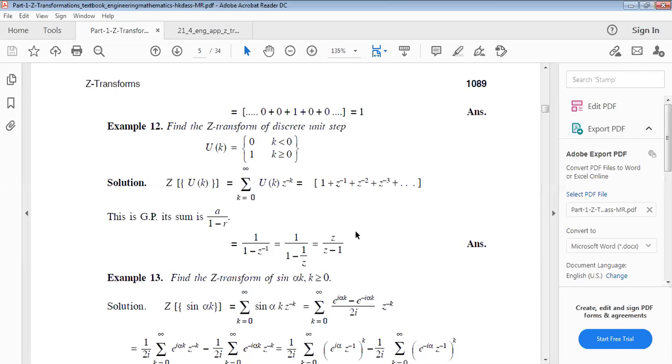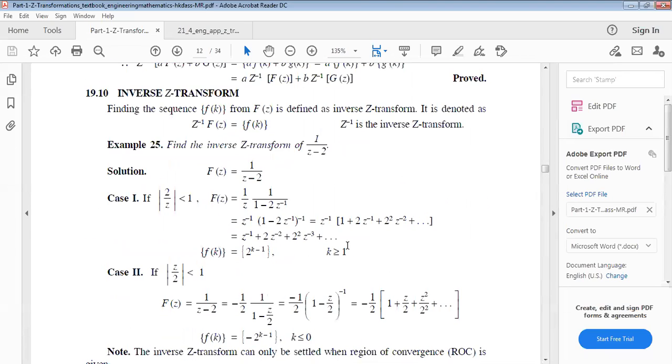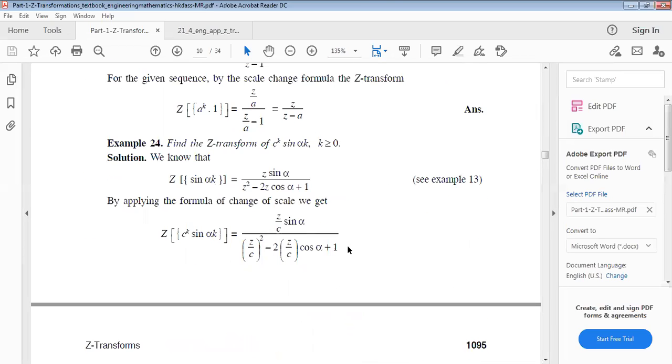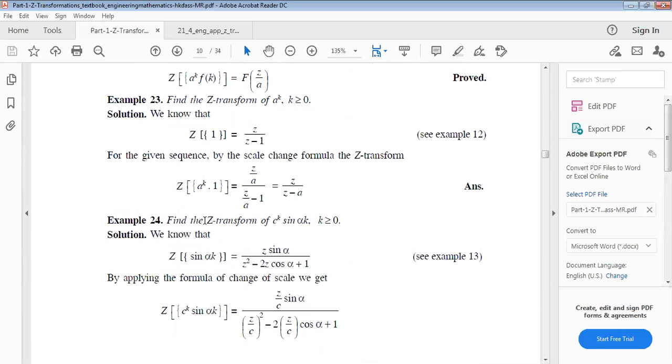Okay, z transformation of 1, we found this result: z divided by z minus 1. Now, in the change of scale, example 23: z transformation of 1, we must know z divided by z minus 1 from the above example 12. For the given sequence, by the scale change formula, z transformation of a to the power k into 1, what will be the result?